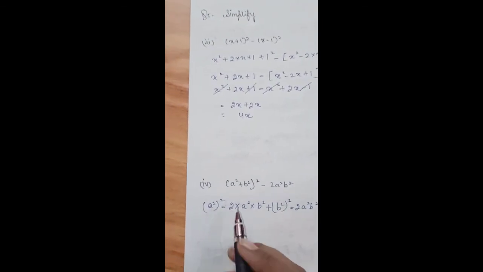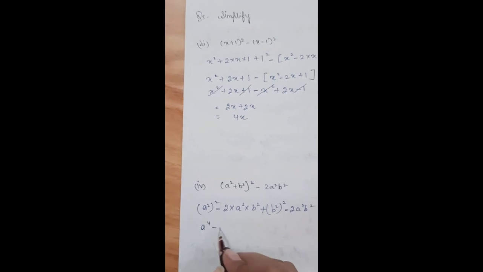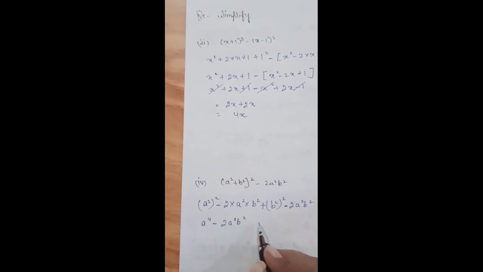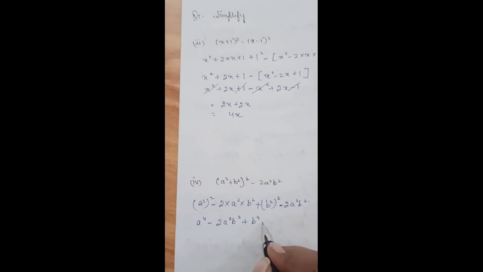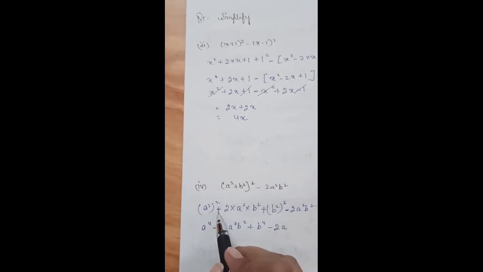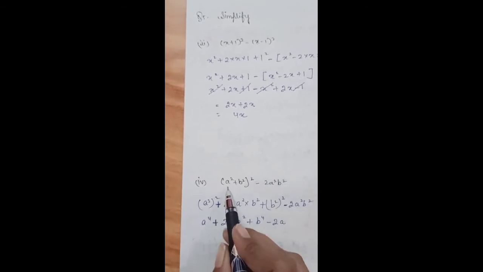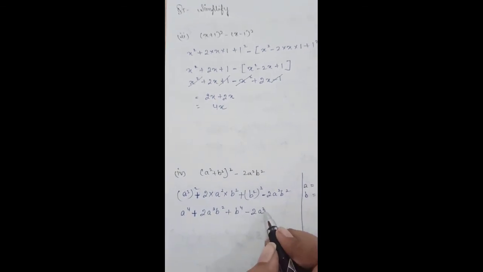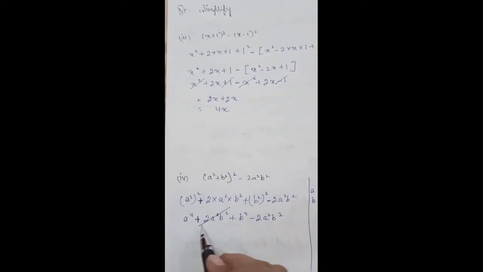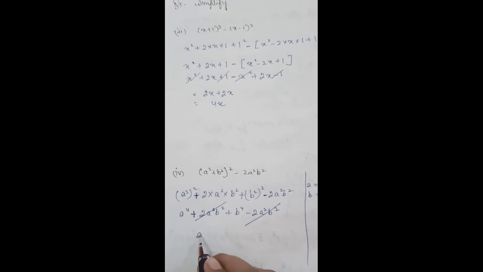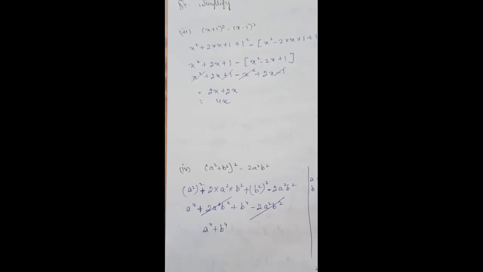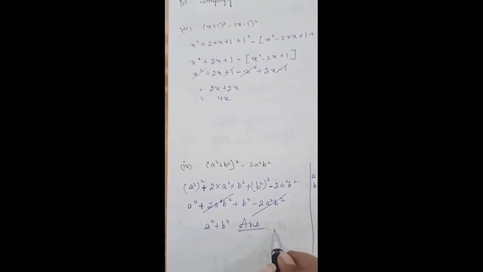Now here we get a to the power 4, and here we get b to the power 4, and in the middle plus 2a square b square, because this is (a plus b) whole square. Now plus 2a square b square and minus 2a square b square cancel out. Here you get a to the power 4 plus b to the power 4. Clear?